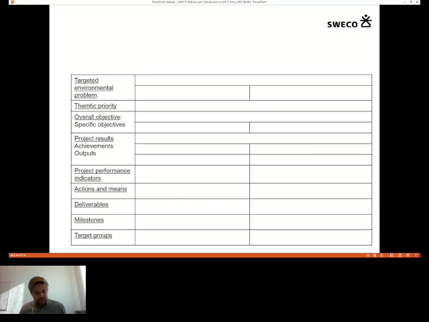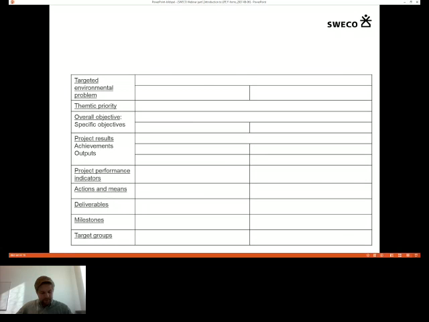The project results, in particular the outputs, need to be linked to the project performance indicators, which you find in the project performance indicator table, which is part of the application package that you can download from LIFE's homepage. It is important that the project results are very much interlinked with the performance indicators. Then, of course, you can add more project results, but the most important project results should be in line with the project performance indicators.